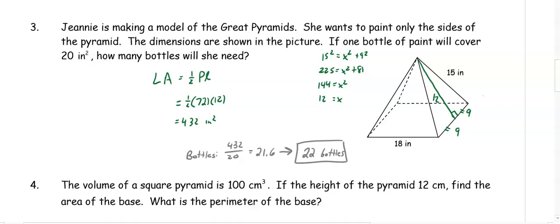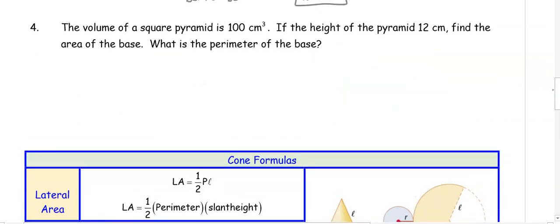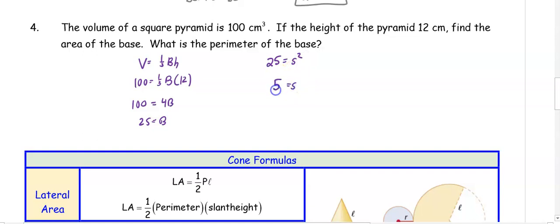In number 4, the volume of a square pyramid is 100 centimeters cubed. If the height of the pyramid is 12 centimeters, find the area of the base, and then what is the perimeter of the base. So your volume is equal to 1/3 base area times height. So we have 100 equals 1/3 the base area times 12. 1/3 of 12 is 4, so we have 100 equals 4 times the base area. So 25 is going to be our base area, which means if our base area is 25, and we know to get the area it's side squared, we know that each side is 5. So to get our perimeter, we have 4 sides with a length of 5, which would be 20 centimeters.